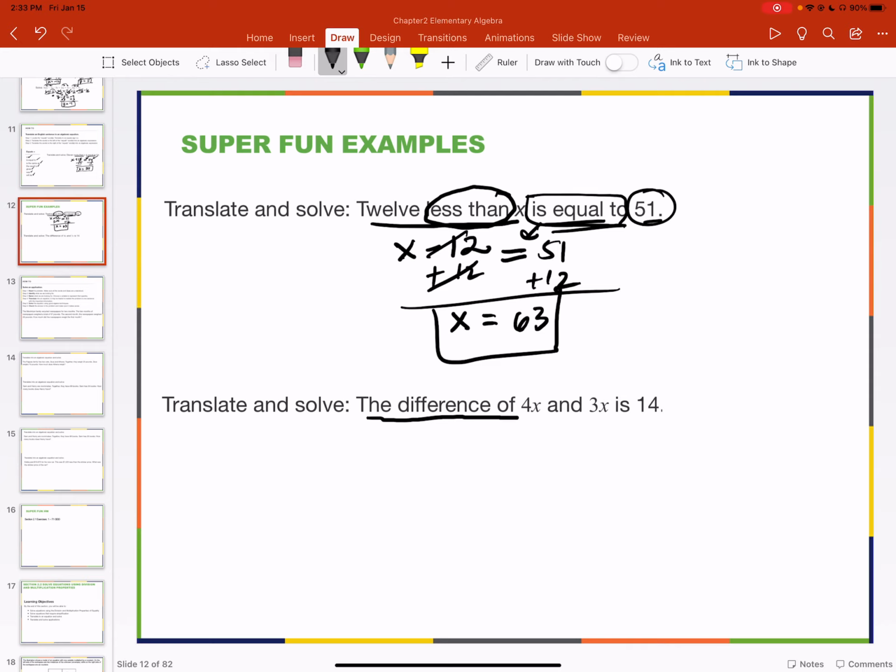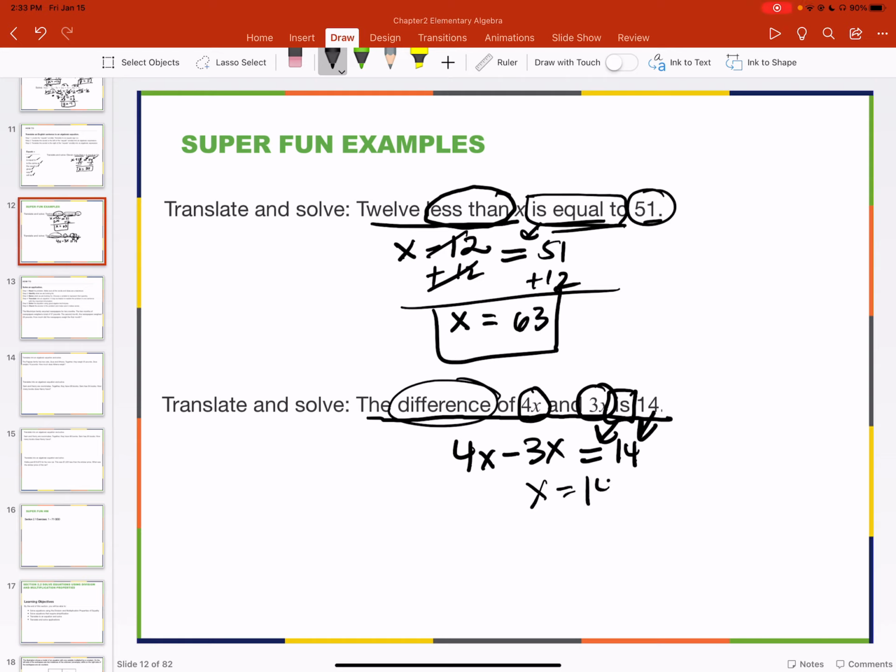The difference of 4x and 3x is 14. So when you say the difference of something, remember it's going to be first and then second. So 4x minus 3x, that's the difference of 4x and 3x. The word is here tells you, hey, write down the equal sign. And then the number 14, you just bring that down, okay? So 4x minus 3x just becomes x, bringing everything else down. That's your answer. x is equal to 14.